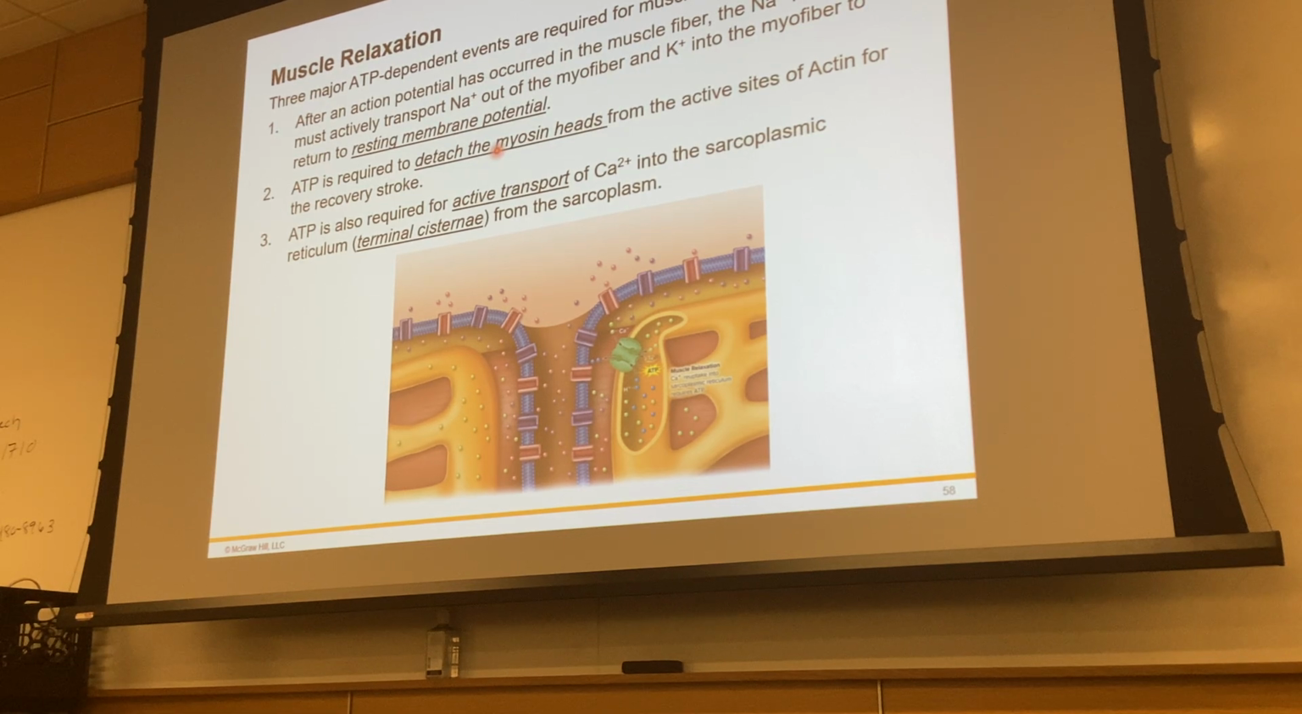ATP is required to detach the myosin head, so ATP is required for that. And you also have active transport when we release calcium from the terminal cistern. You've got to get calcium back up into that terminal cistern before the muscle can recontract. Right? So that's another thing that has to happen here. So we have the sodium-potassium pump reconfiguring the sodium-potassium concentrations in both the neuron and the muscle fiber. And then there's also active transport sending calcium back up into the terminal cistern. If those things don't happen, you can't have another muscle contraction.